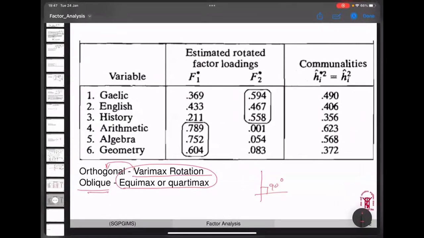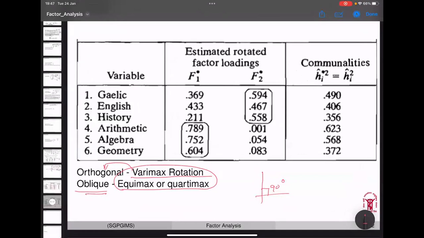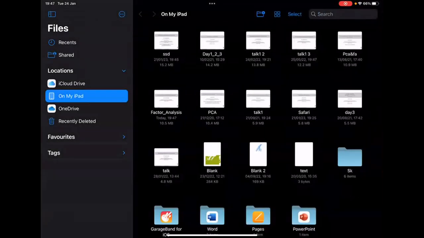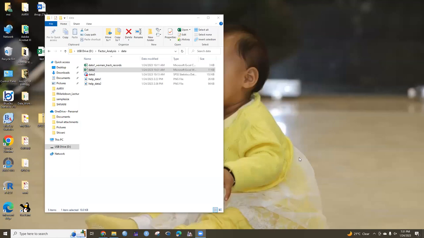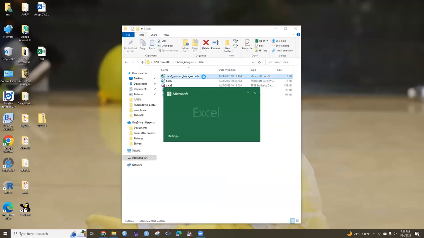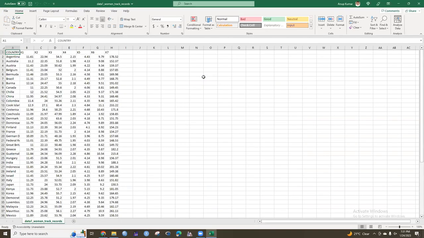Okay, so now with this, I have already shared a data set with you, and I will be explaining it with the SPSS software. The factor analysis, whatever the terms which are being there. So first of all, I will be explaining the data set, and then how to do that in SPSS. So this data set I have already shared into the chat box.